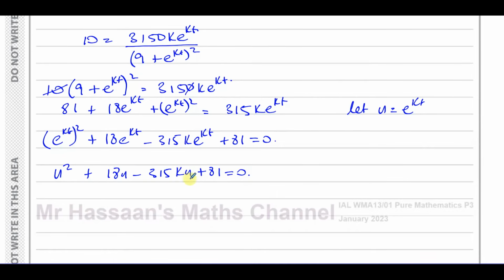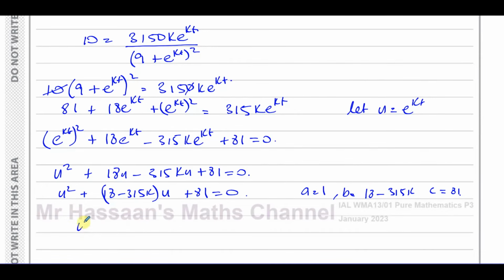So we have a quadratic, and this is like our u term. So you have u squared plus, let's take out, 18 minus 315k times u plus 81 equals 0. So we could solve this quadratic equation using the quadratic formula. This is like our a is 1, our b is 18 minus 315k, and our c is 81. That's 1 times u squared plus this times u plus 81.